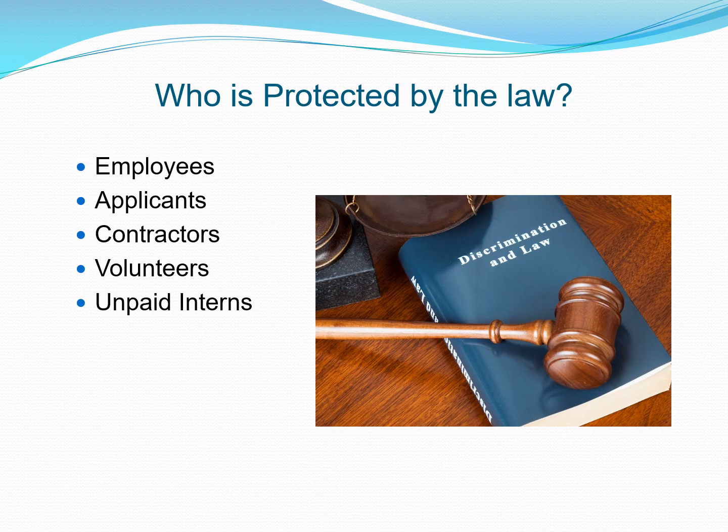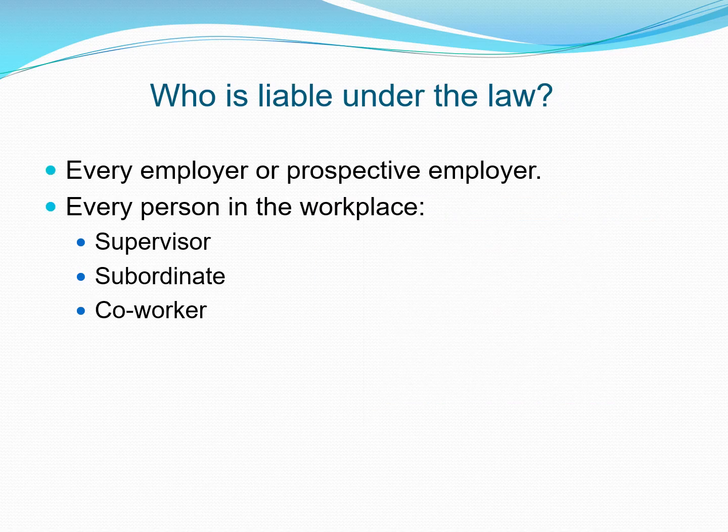Now, who is protected by the law? These are employees, applicants, contractors, volunteers, and unpaid interns. Now, who is liable under the law? Personal liability of the harasser: the individual harasser is personally liable for damages caused by their unlawful actions. Now, for the liability of the employer, an employer is liable for the unlawful harassment by its supervisors and agents. So, every employer is liable, or prospective employer. Also, every person in the workplace, right? A supervisor, a subordinate, or a coworker.